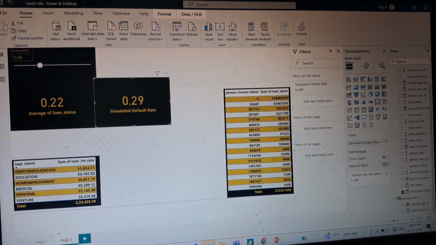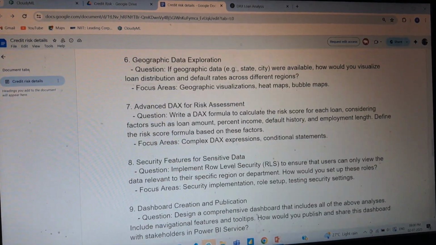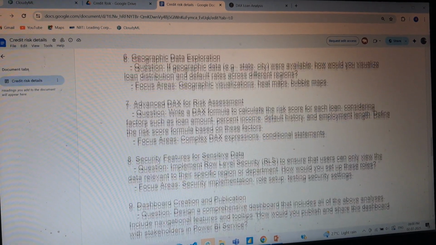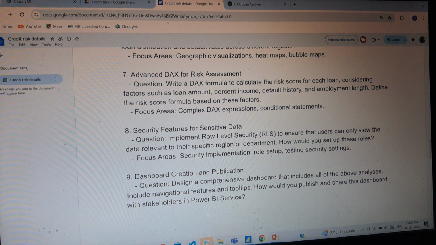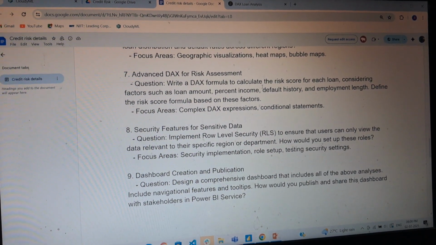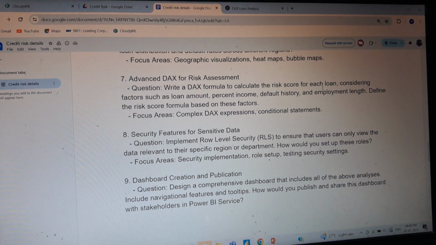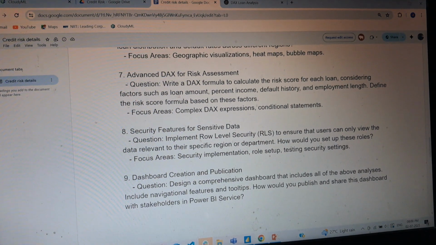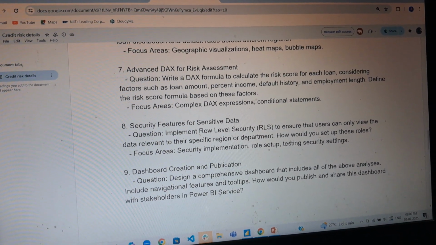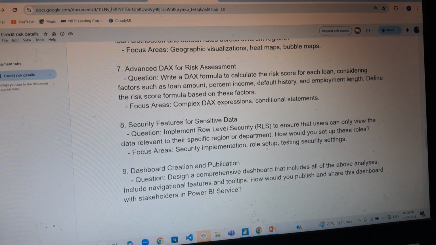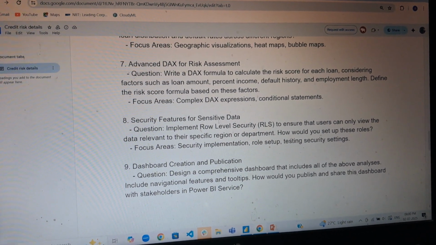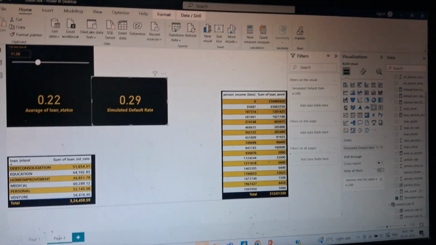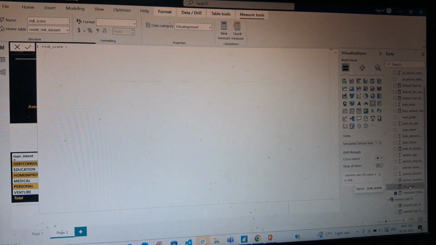And coming to the seventh question, advanced DAX for risk assessment. Here we are going to write DAX formulas to calculate the risk score for each loan, considering factors such as loan amount, percent income, default history and employment length, using conditional statements. Here we have calculated the risk score.